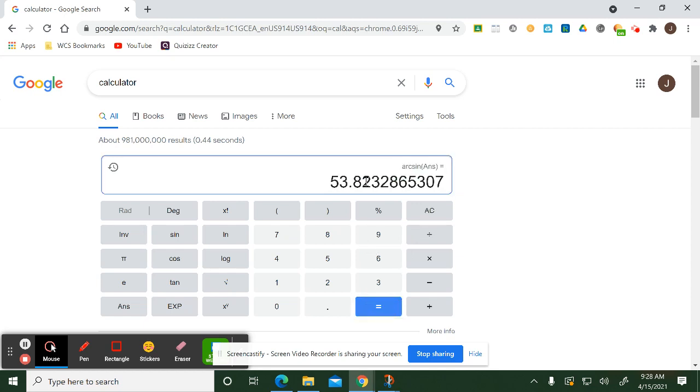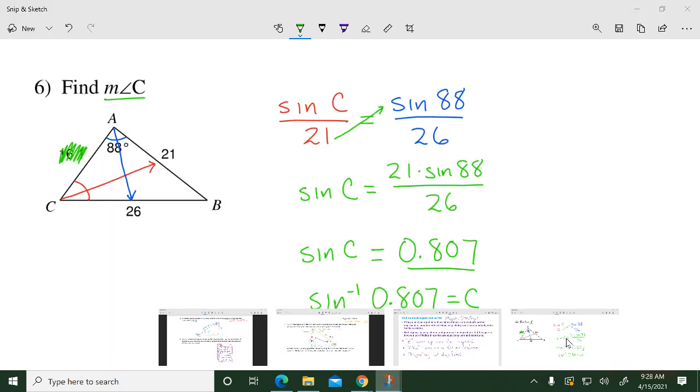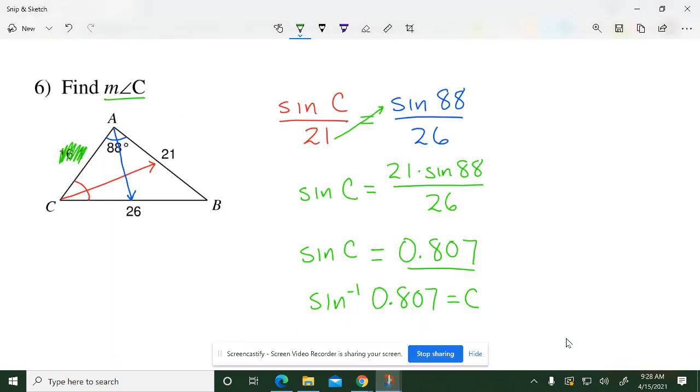And I'm going to round it off. The instructions on this problem on the worksheet say round to the nearest tenth. So I'm going to go one place after the decimal. And this rounds to 53.8 degrees. So the measure of angle C is 53.8 degrees. And so that's how you can use law of sines to find a missing angle.